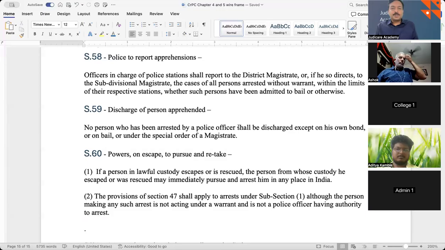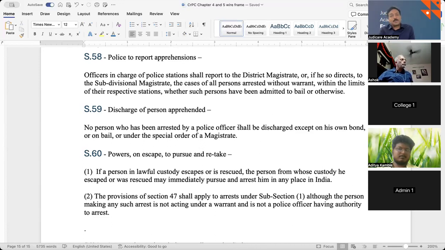So officers in charge of police station shall report to the district magistrate, or if he so directs, to the sub SDM, the case of all persons arrested without warrant within the limits of their respective stations, whether such persons have been admitted to bail or otherwise. So this is again an obligation, because all criminal jurisdictions are also the responsibility of the district magistrate. So all the well-being of the person in that district is the responsibility of the district magistrate as well, and it is an obligation of the police to ensure they are reporting it.